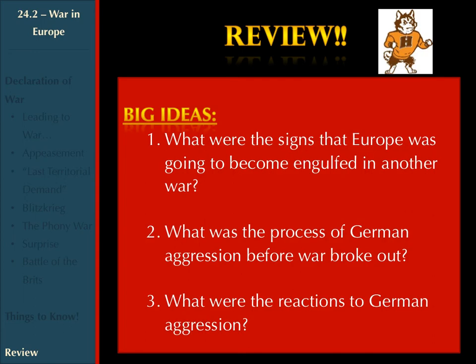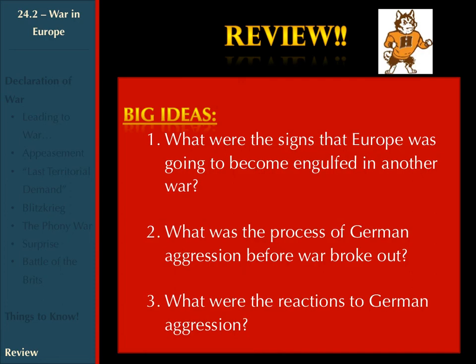Number two, what was the process of German aggression? They started out, in their country, persecuting Jews, homosexuals, people that they thought didn't belong. They tried to unite Germans, and that meant taking over Austria and Czechoslovakia. And then they tried to take over other countries as well. And so the aggression isn't by surprise. The whole world knows what they're doing. They just kind of ignore it.